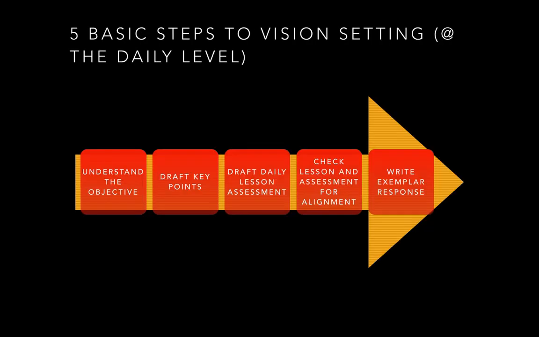So there's 5 basic steps to vision setting at the daily lesson level, right? First, we want them to understand the objective. This step is non-negotiable.